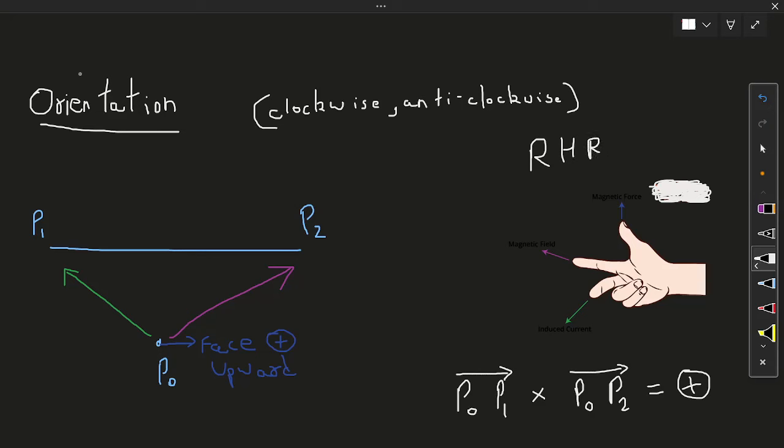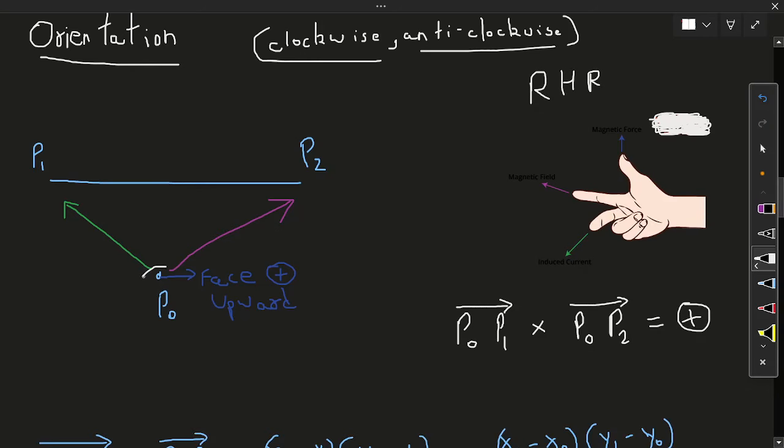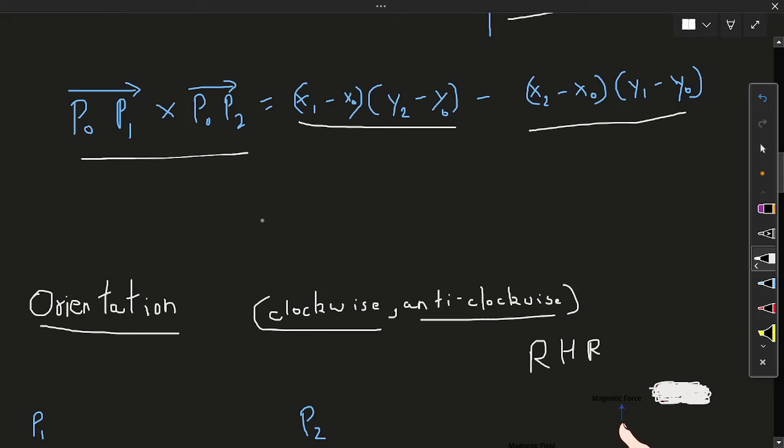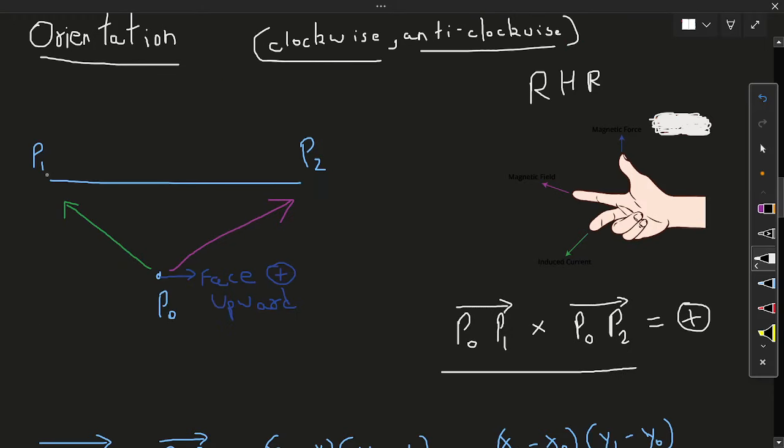We have to find out the rotation, whether it is clockwise or anti-clockwise. Starting from P0, we have P0P1 and P0P2. We have to find the angle of the point P0 with respect to this line. So we will use the right hand thumb rule. This purple line denotes the index finger and this green line denotes the middle finger, and our thumb points upwards.